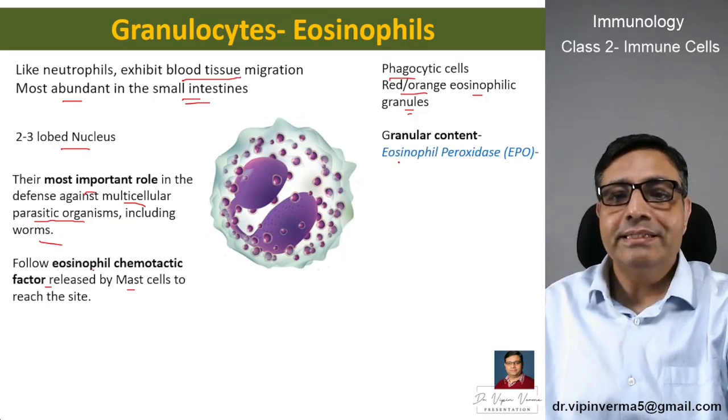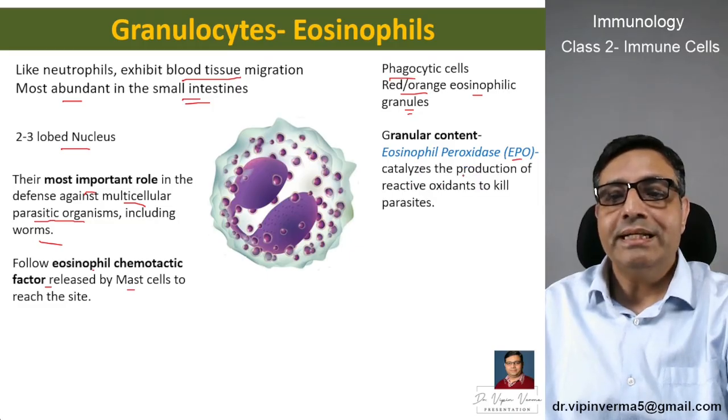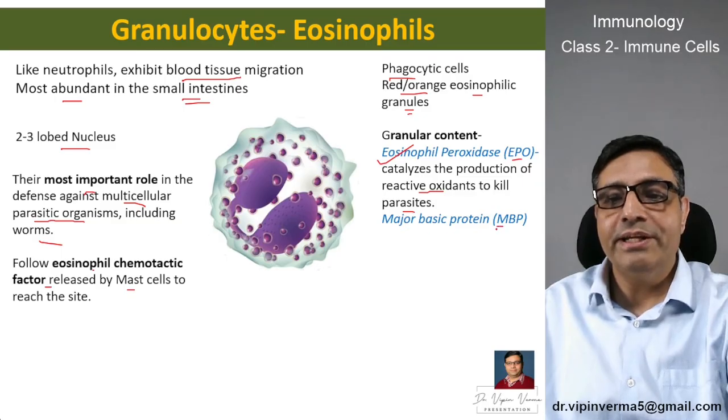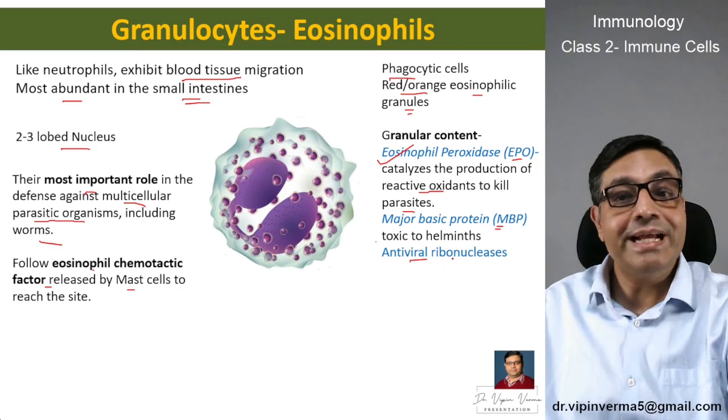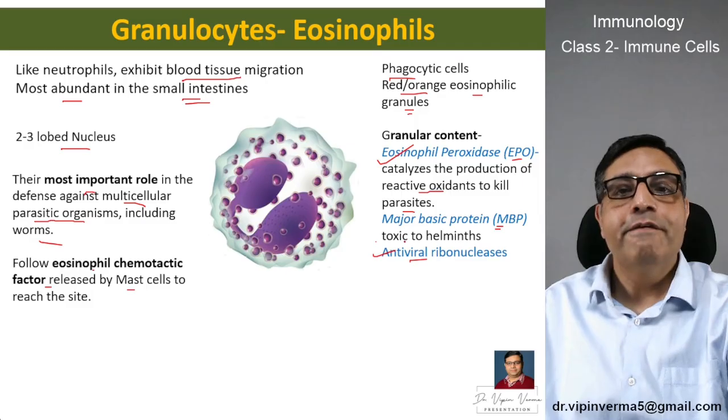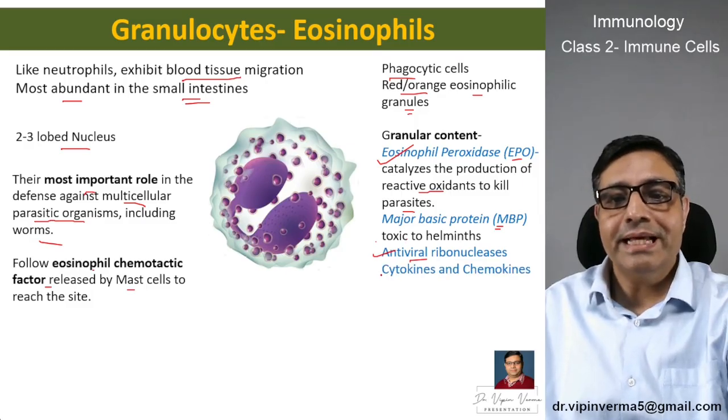Their granular content contains eosinophil peroxidase, which is the EPO, which catalyzes the production of reactive oxidants to kill parasites. So this is a very potent release. And then they have the major basic protein, a very unique protein in the granular content. These are toxic to helminths. Then they also have antiviral ribonucleases, so that means they are capable of fighting a few viruses. Then they also release cytokines and chemokines for attracting other cells.